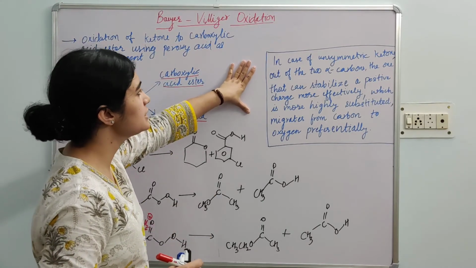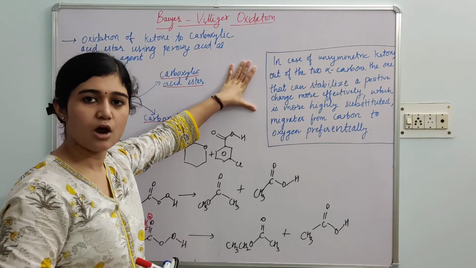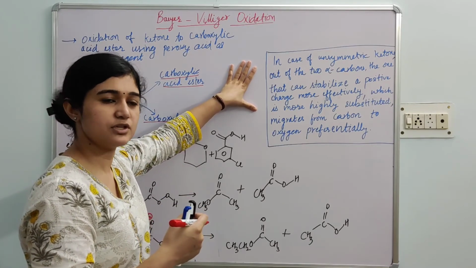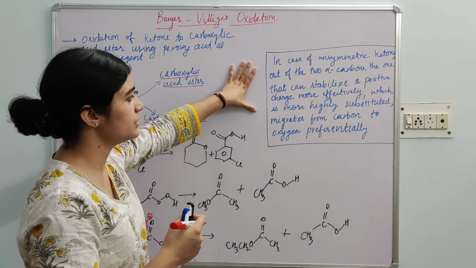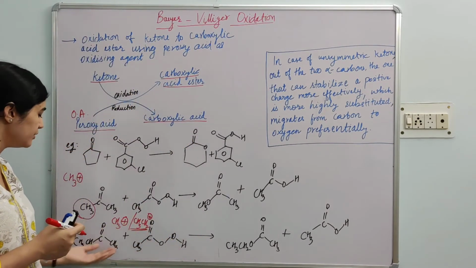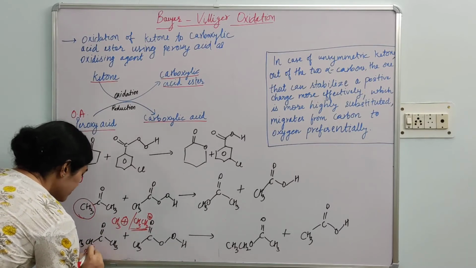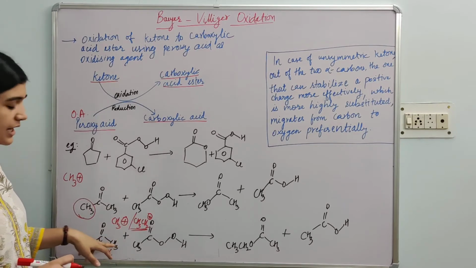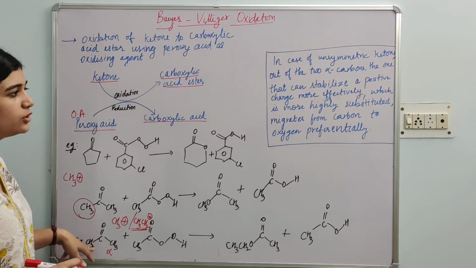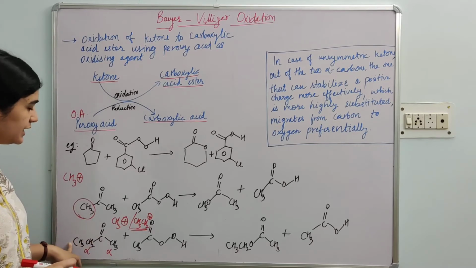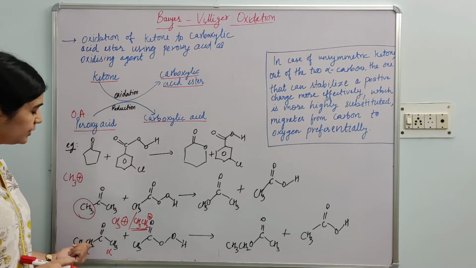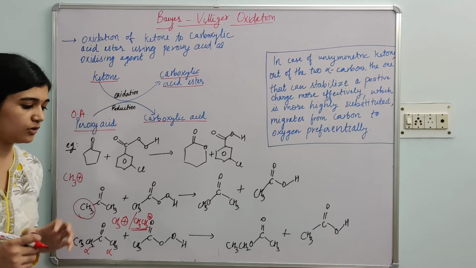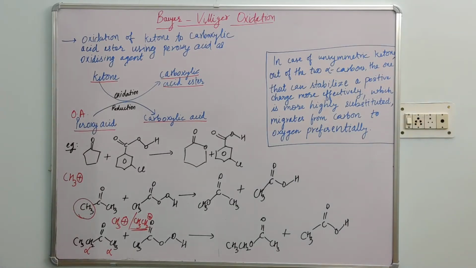I have written this in words. In case of an unsymmetric ketone, out of the two possible alpha carbons, the one that stabilizes the positive charge more effectively will be shifted, or you can say the alpha carbon which is more substituted. These two carbons are alpha carbons. This carbon has only hydrogen atoms, while this has a methyl group and two hydrogens. So this carbon is more highly substituted, so it will be shifted to the oxygen atom preferably. Alright, now we'll see the mechanism of the reaction.